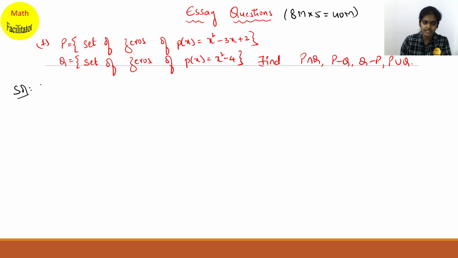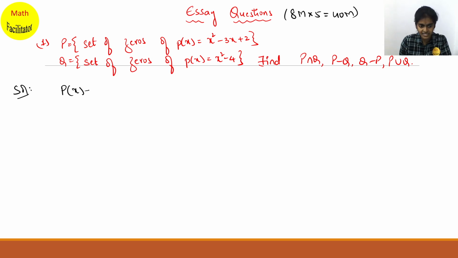So now let us see the first question. P is the set of zeros of P of x equal to x square minus 3x plus 2, and Q is the set containing the zeros of P of x equal to x square minus 4. So here you have two sets P and Q. P contains the zeros of x square minus 3x plus 2 and Q contains the zeros of x square minus 4. So to write the elements of the set, firstly I should know what the zeros of these polynomials are, right? So that is what we are going to do.